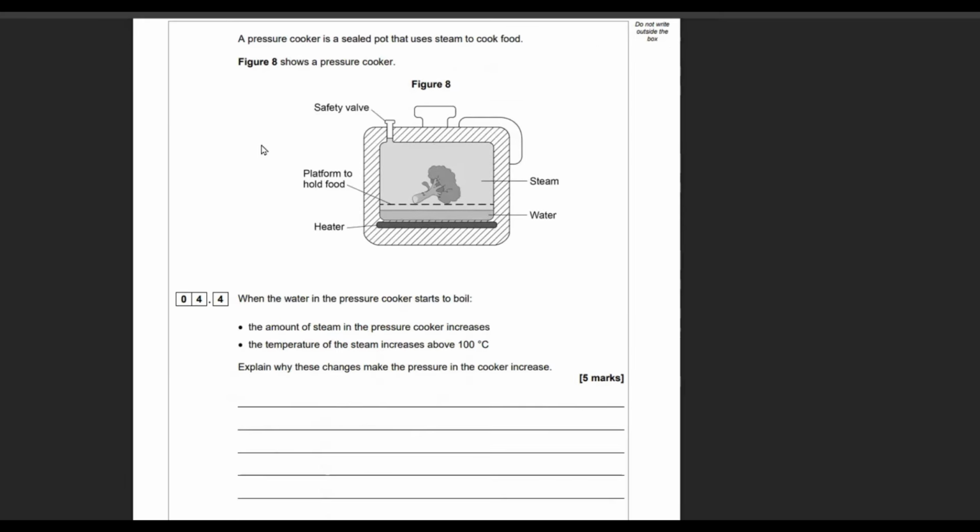Right, a pressure cooker is a sealed pot that uses steam to cook food. So we've got some broccoli in here. We've got some steam. We've got water, which is obviously vaporizing, becoming steam. A platform to hold the food, and a heater underneath to vaporize the water.